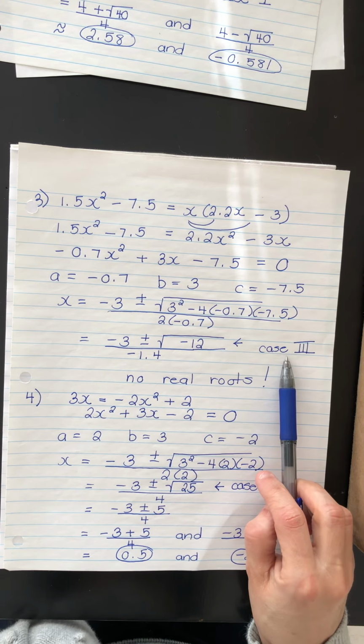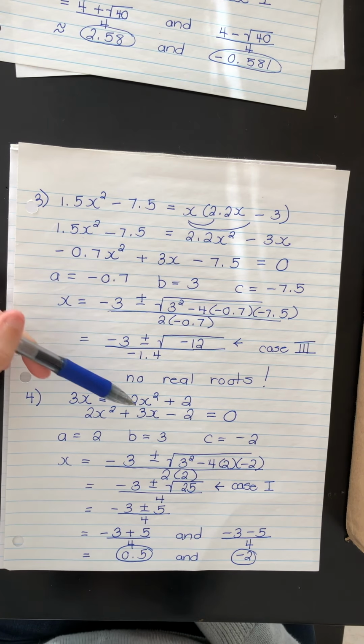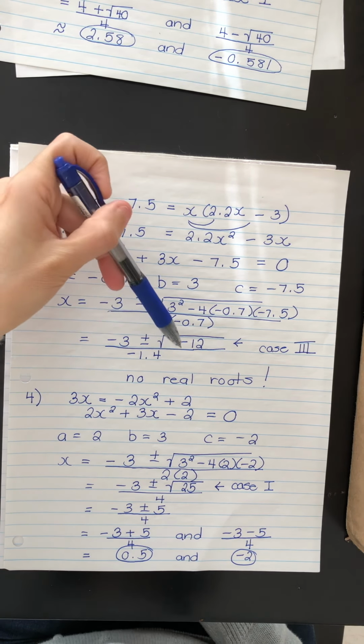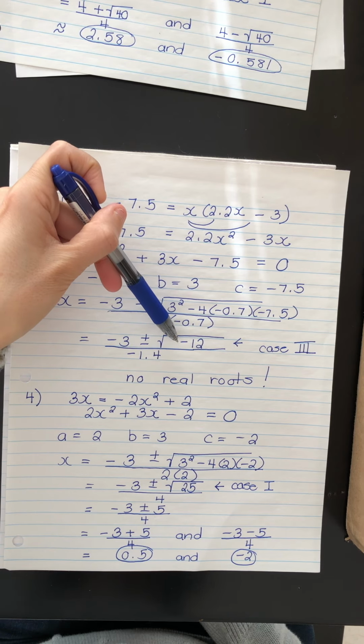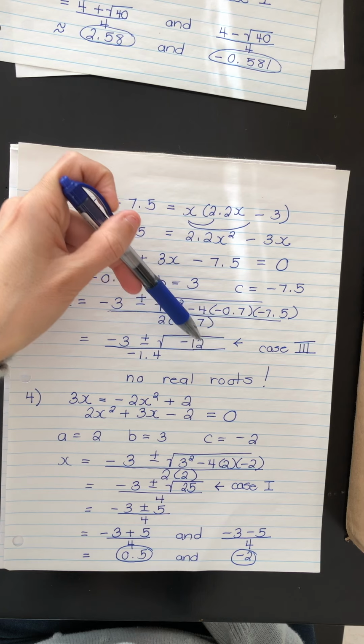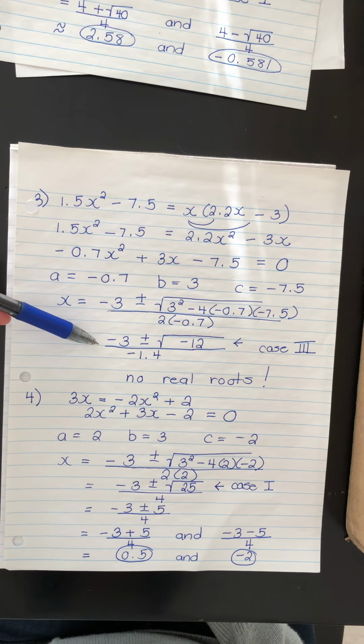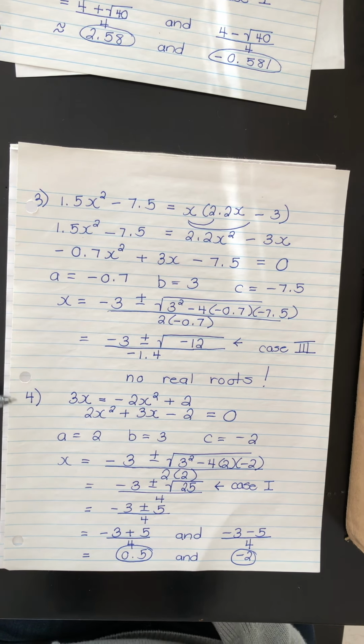Case 3, the case of no real roots. So we will not continue here if we get a negative under the square root sign. Okay, so we won't bother to use our J operator and find the complex roots. We'll simply state no real roots. Okay, one final example, number 4.